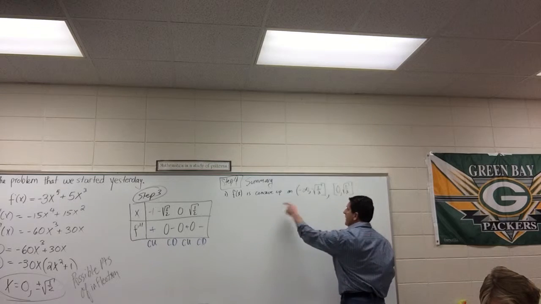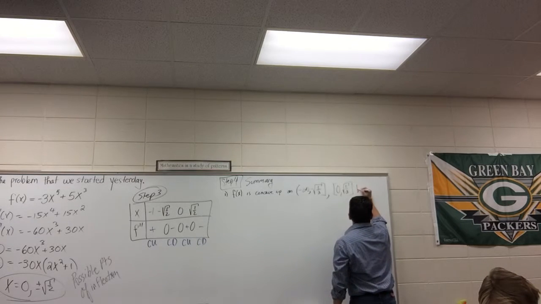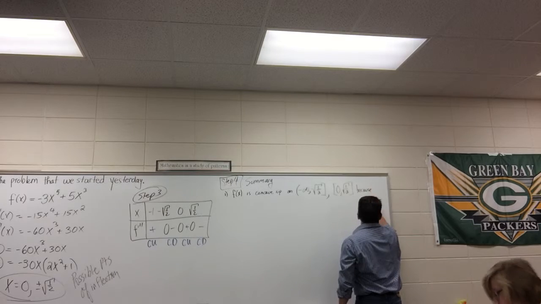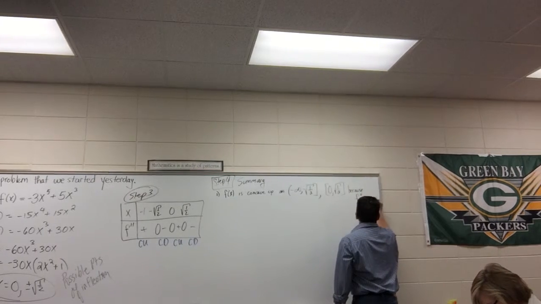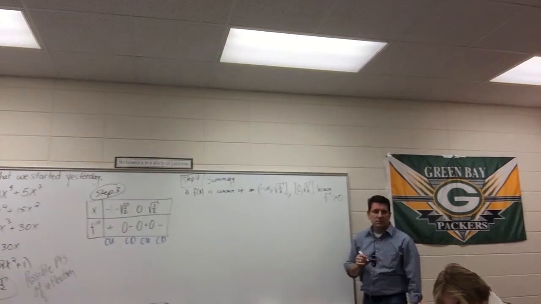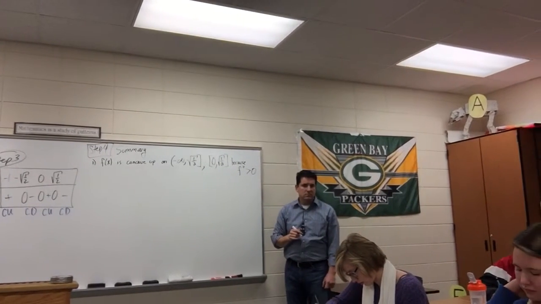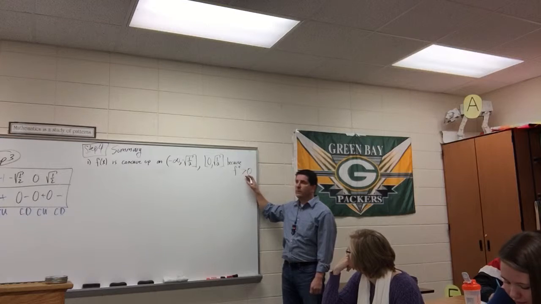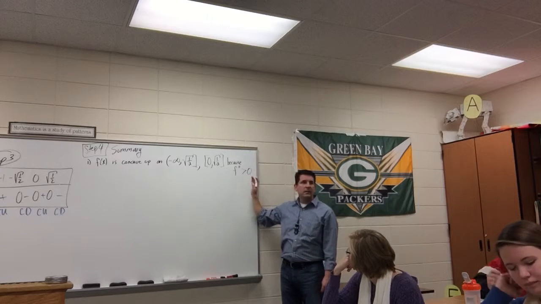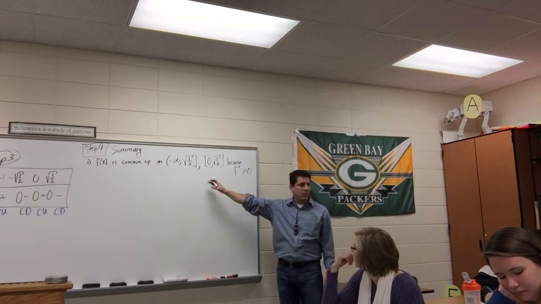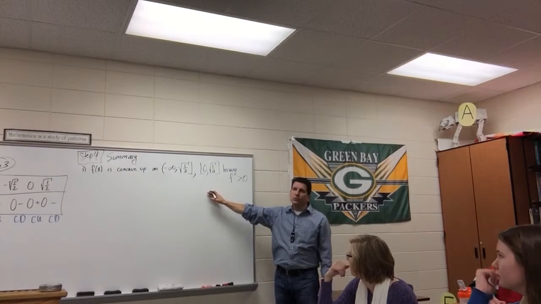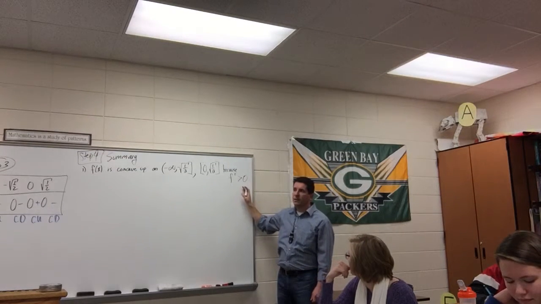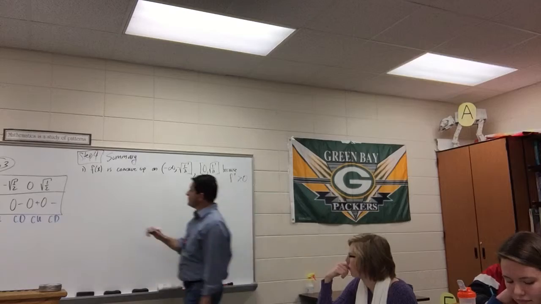And the reason why it's concave up is because f double prime is greater than 0. Now, if you wanted to be official, you would say f double prime is greater than 0 on the open interval and then state both those intervals again. But you don't need to for the AP exam. You can just say f double prime is greater than 0.